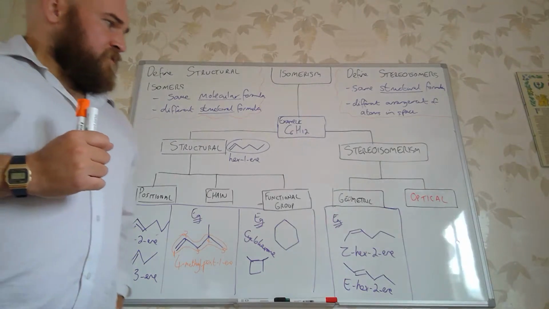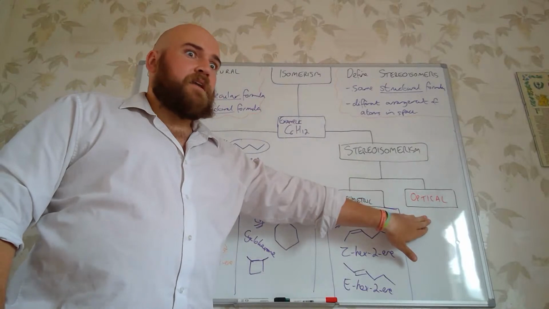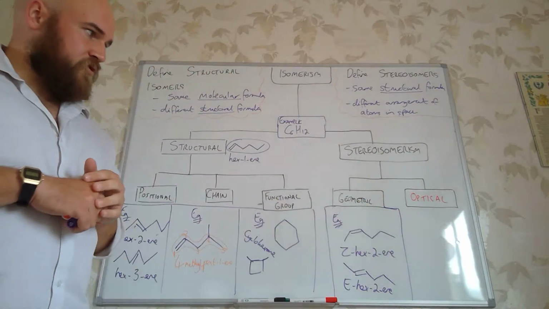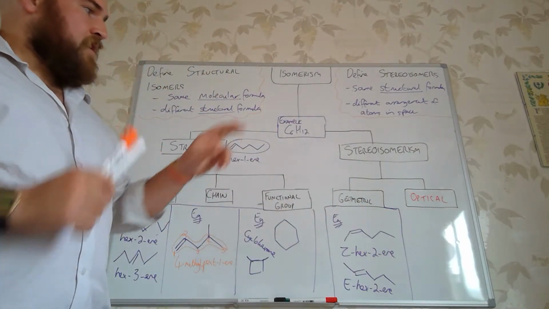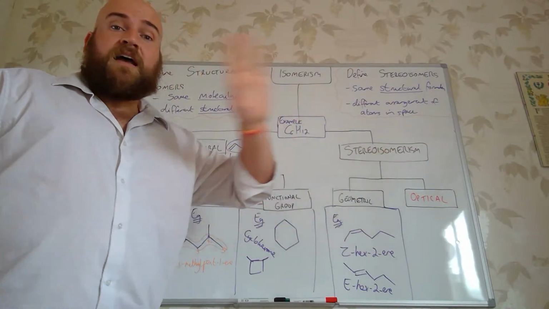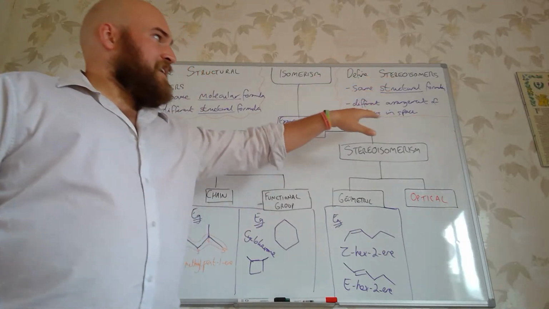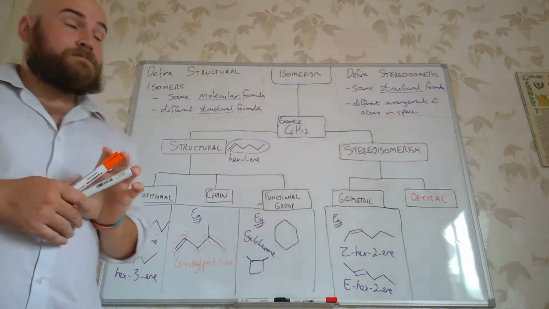Okay. So we've looked at all these forms of isomerism. We're now going to look at the new one, all right, the final one that you come across in A-level chemistry, which is optical isomerism. And optical isomerism is a form of stereoisomerism. And don't forget, you never forget your definitions. Stereoisomers, same structural formula, different arrangement of atoms in space.